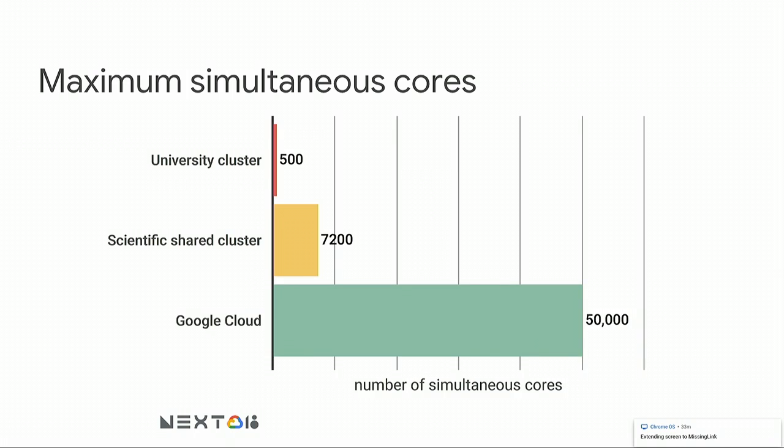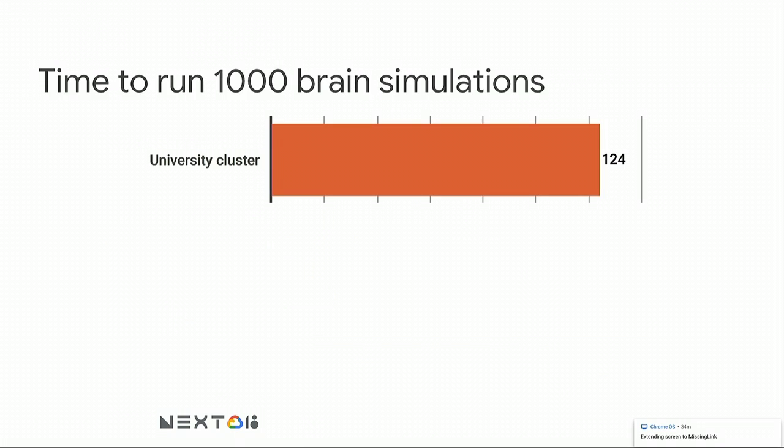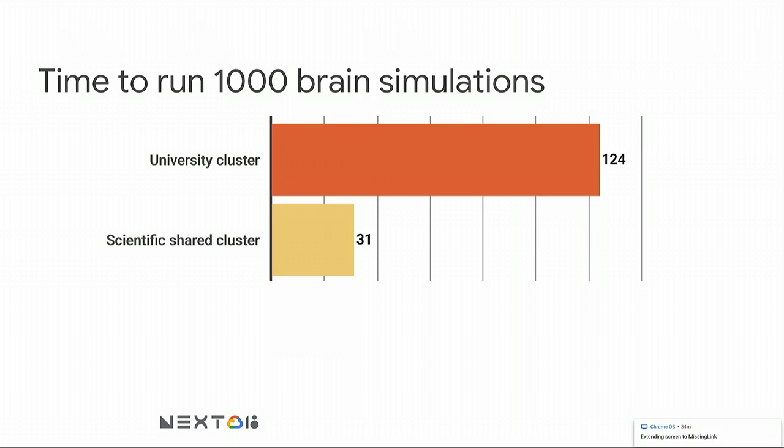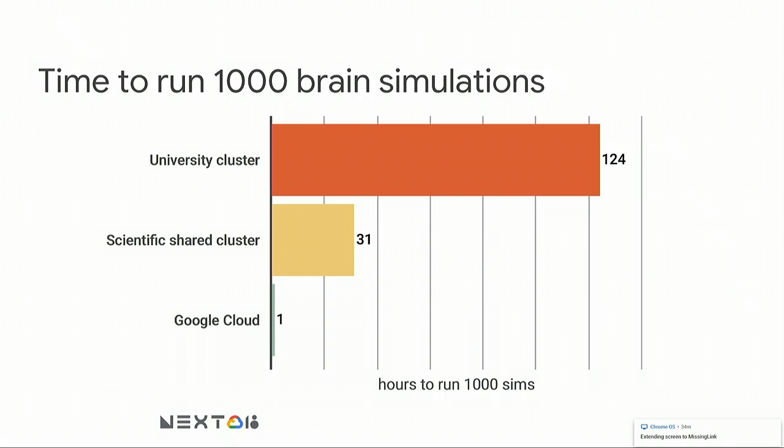And we have very recently moved to Google Cloud, which allows us to use up to 50,000 cores at the moment, but you can actually use more. And this translates, just as an example, to show you the amount of time required to run these 1,000 brain simulations. So in the regional university cluster, that would be over 120 hours. In the scientific shared cluster, it would be over 30 hours. And in Google Cloud, I can just use 1 hour to run all the simulations.